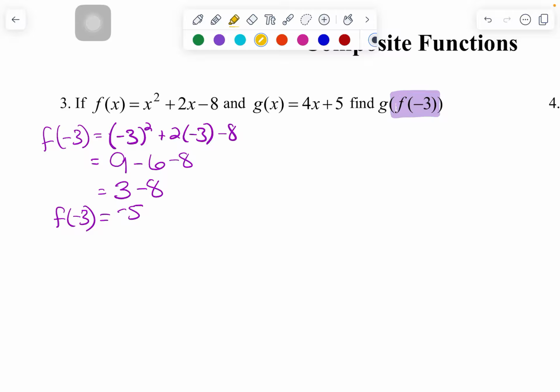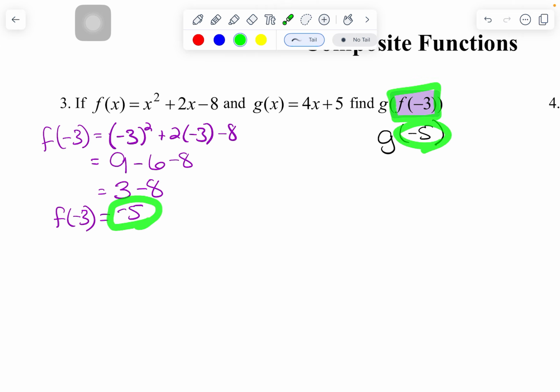Now, what does that do for us? Well, this value can replace this little expression of f of -3. This is what it's equal to. So in this notation, g of f of -3, f of -3 equals -5. So let's go ahead and replace that. So g of -5, right? So this right here was equal to -5, so I just replaced it.